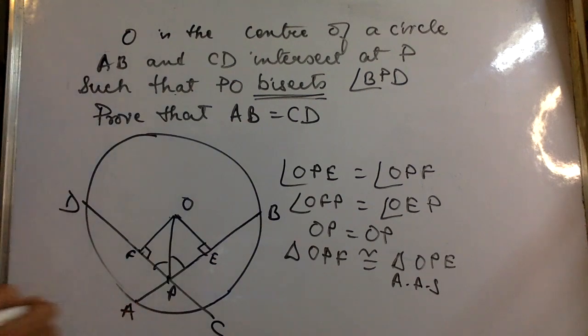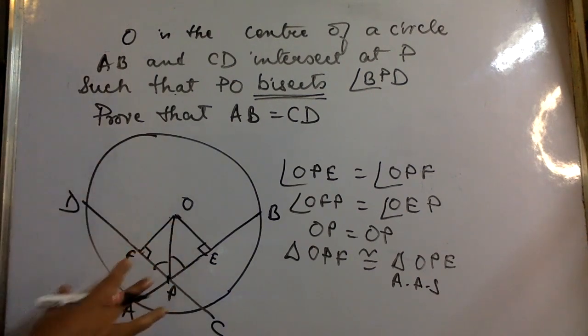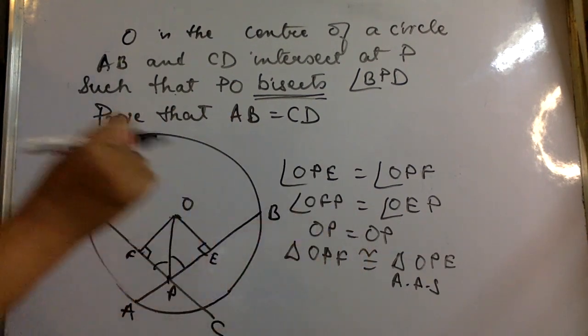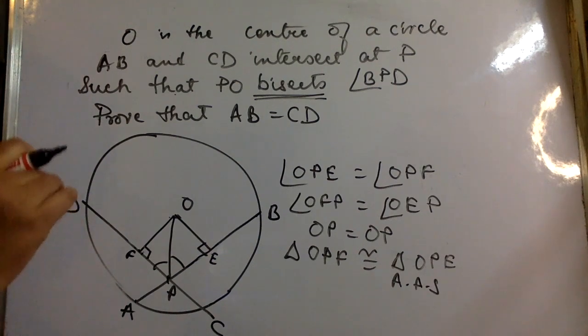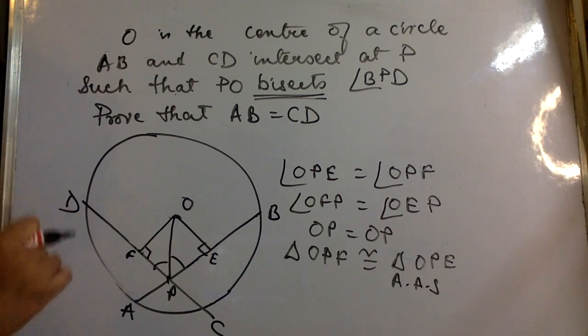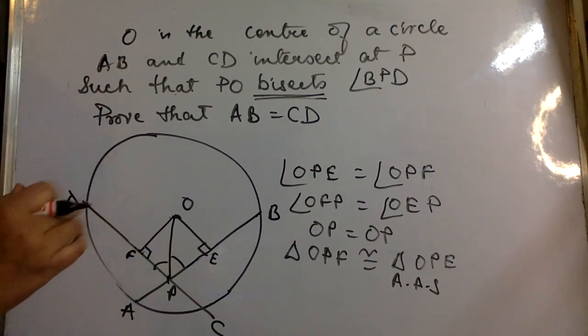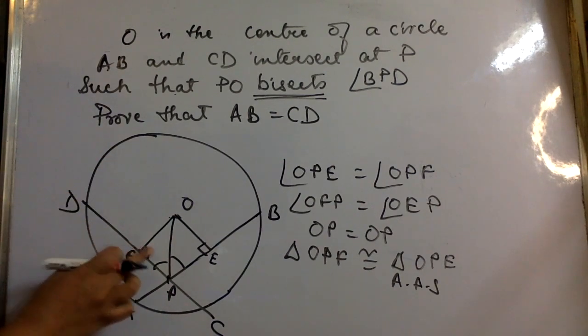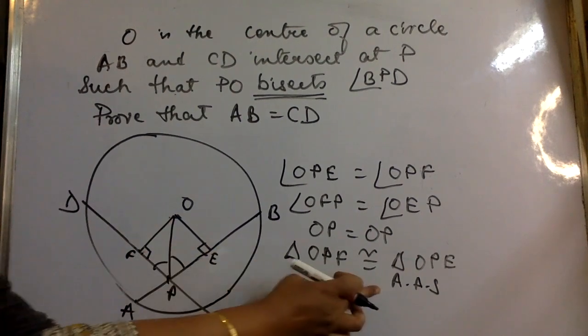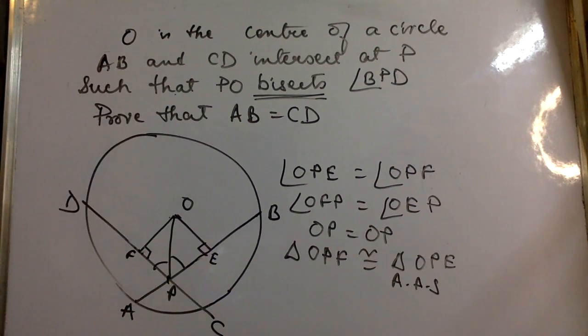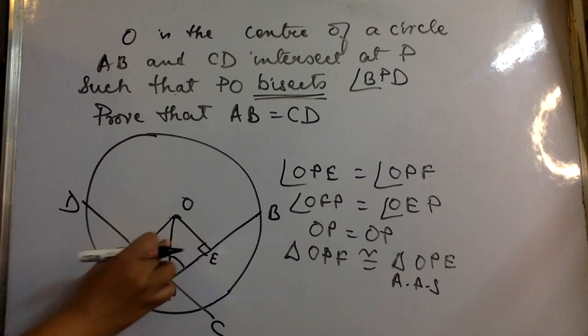Now if you are having difficulty in understanding congruence, because I am straight away writing AAS, go back and check my videos on congruence. Okay, so you will be able to understand. This is a very simple question on congruence. There are 4 postulates in congruence. So if you have two angles and one side equal, then we write AAS. Okay, now we have congruence ready with us.